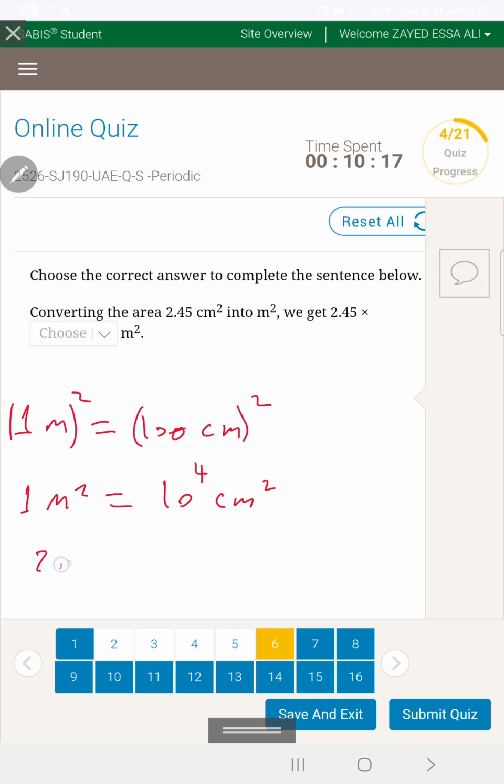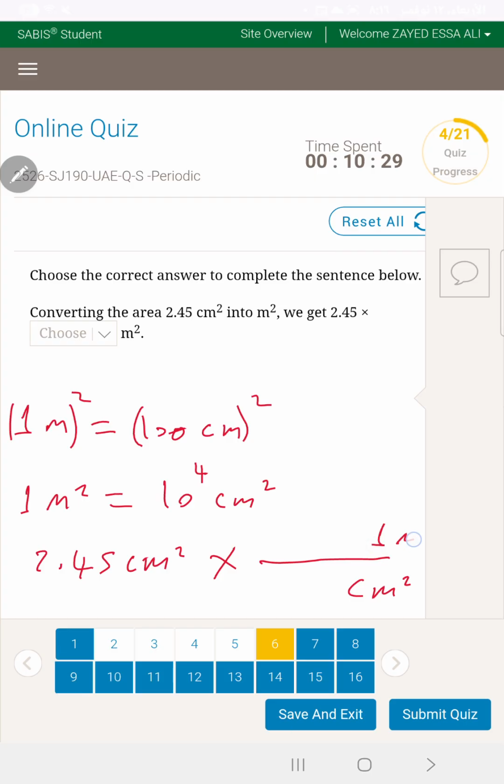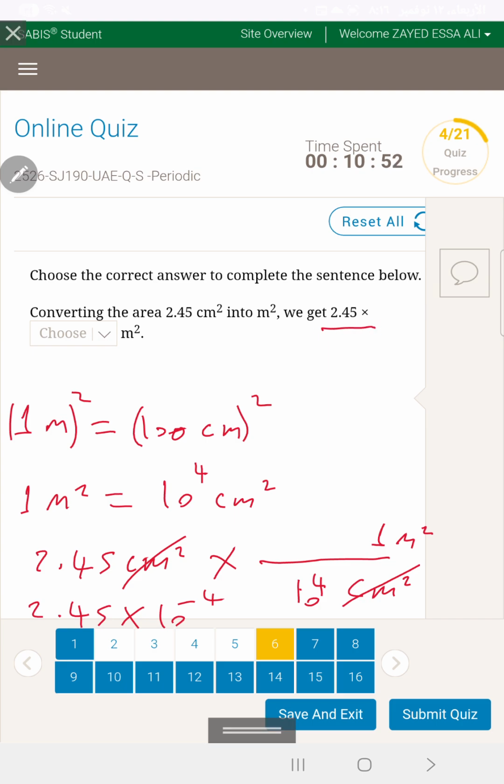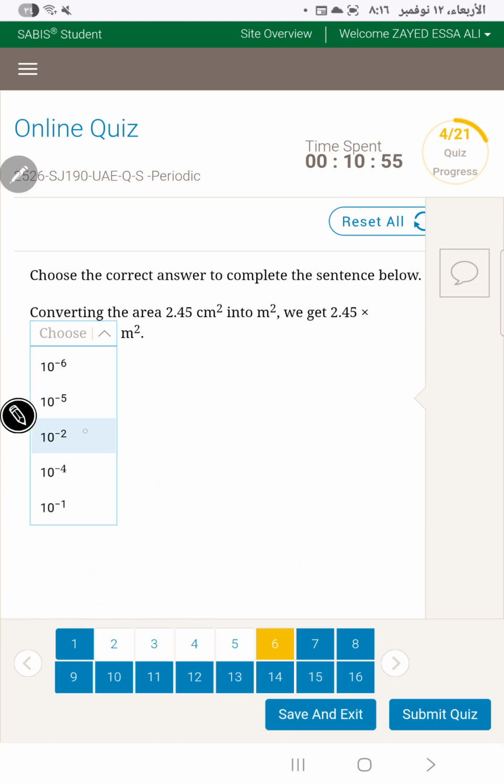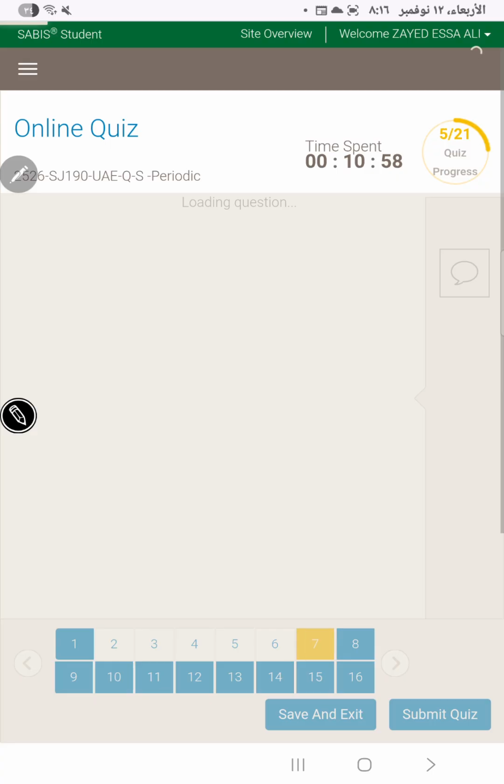Now you have 2.45 centimeters squared. We want to convert it into meter squared. We multiply by conversion factor, which will cancel centimeter squared and keep meter squared, which means I have 1 up and 10 to the power of 4 down. Now you can cancel this and this. So what's left over? 2.45 times 10 to the power of negative 4. And that's the answer. So 2.45, then you choose here 10 to the power of minus 4, which is this one.